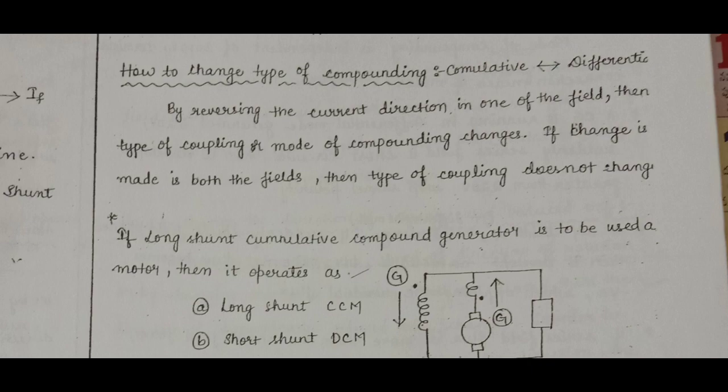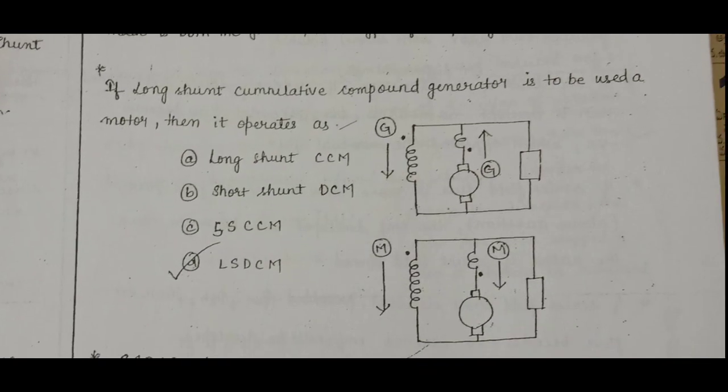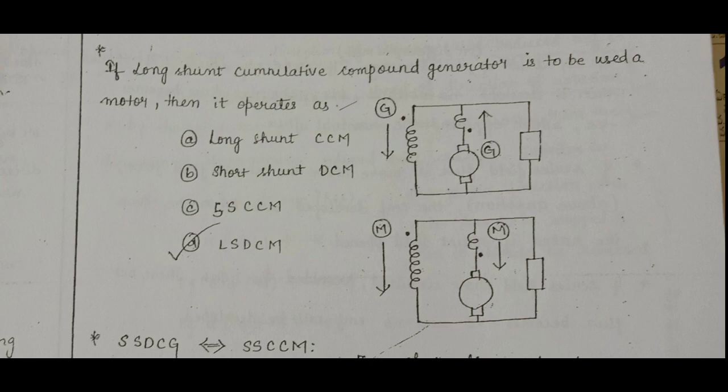If a long shunt cumulative compound generator is to be used as a motor, then it operates as a long shunt differential compound motor.